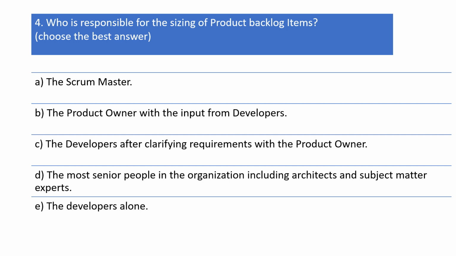Question number 4. Who is responsible for the sizing of product backlog items? Choose the best answer. Option A. The Scrum Master. Option B. The product owner with the input from developers. Option C. The developers after clarifying requirements with the product owner. Option D. The most senior people in the organization, including architects and subject matter experts. Option E. The developers alone. Let me know what option you have chosen.